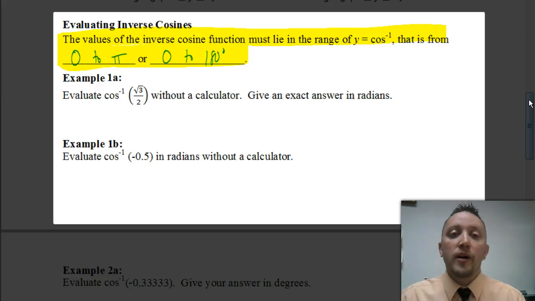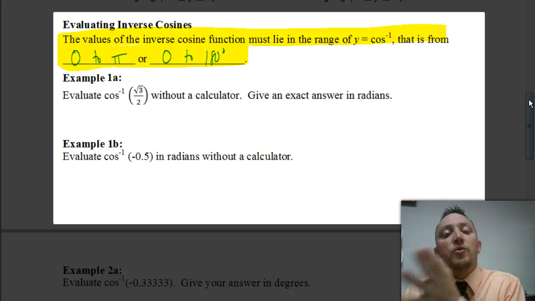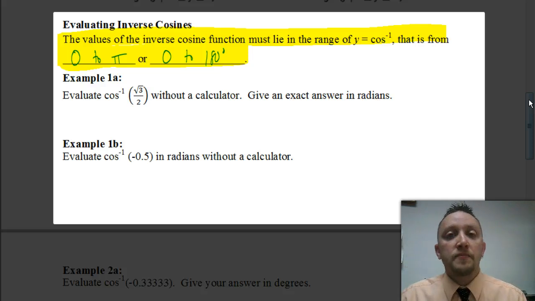So here's what you're going to do. We're going to look at this example here, and we're going to use this concept that's highlighted in yellow that we just talked about. Again, the reason why we're dealing with 0 to 180 degrees is because we have to restrict the domain for the cosine function, so its inverse will also be a function. So we're going to use that information now to be able to work out these examples and some other examples. So let's look at these examples now.